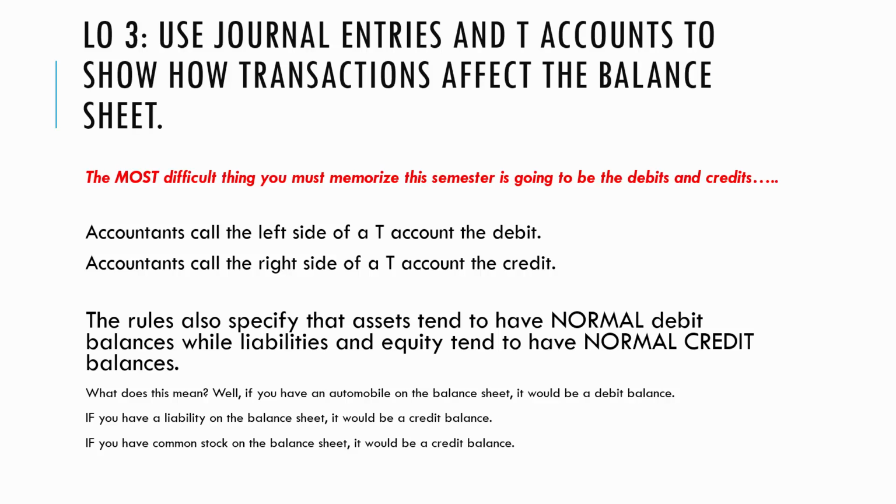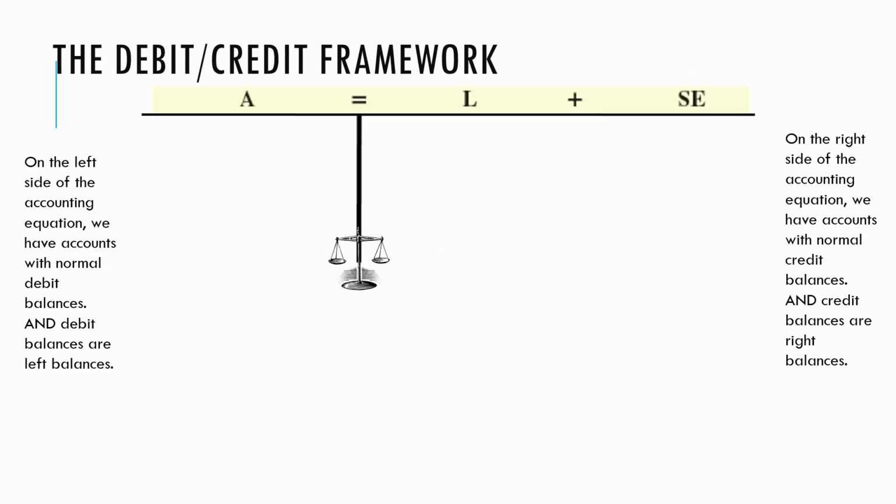So what does all this mean? If you have an asset and it's an automobile and it's recorded in your balance sheet as an asset, it tends to have a debit balance. If you have a liability on the balance sheet, it has a credit balance. And if you have common stock, it also would have the credit balance. Again, this is probably the most difficult thing you have to think about.